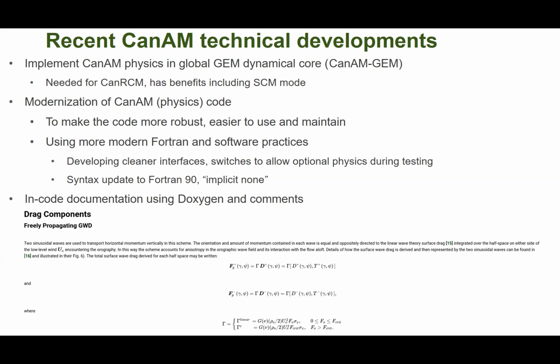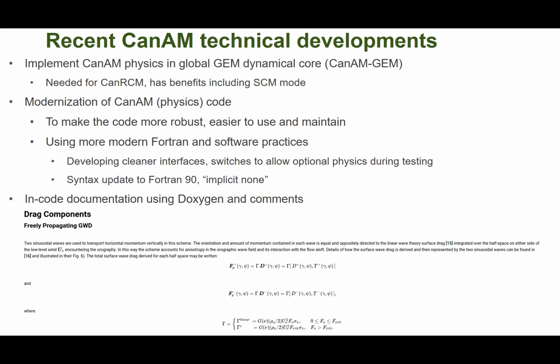For example, clean interfaces to connect physical parameterizations with the main code. This idea of using switches to have optional physics during testing, so it's easy to flip things on and off while you're trying to look at things. Something we did recently that was quite big was we were using fixed formatted Fortran 77 for all our code. That was getting a little bit difficult to deal with, so there was a full recoding of all the physics codes to use Fortran 90, so free line formats.